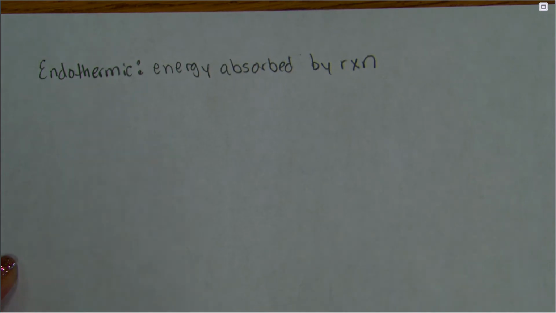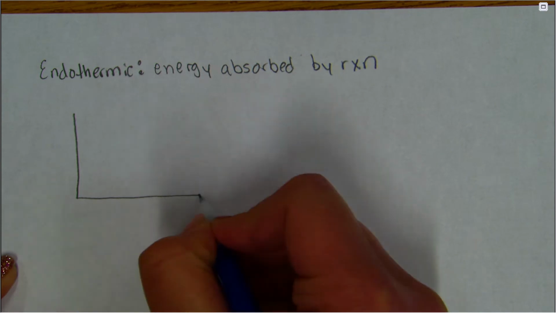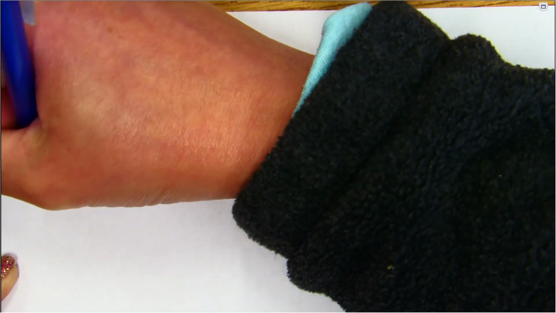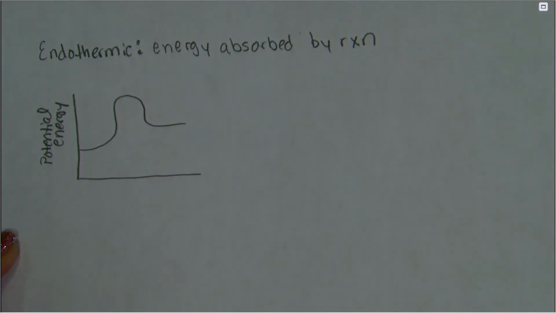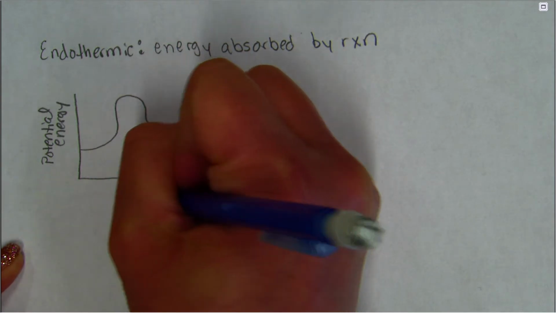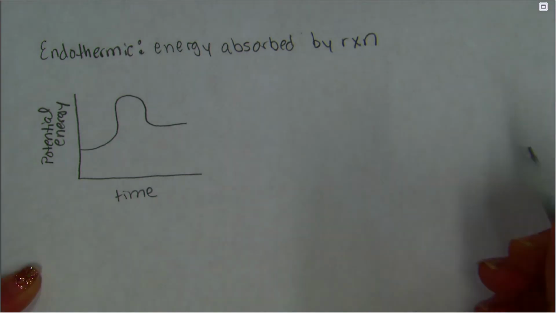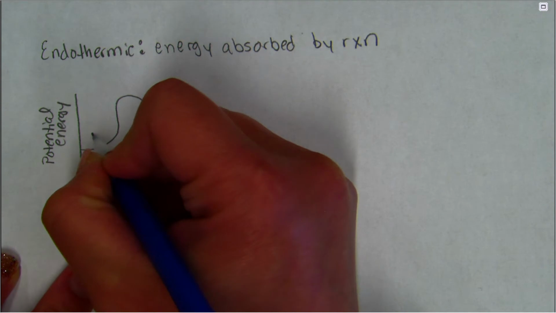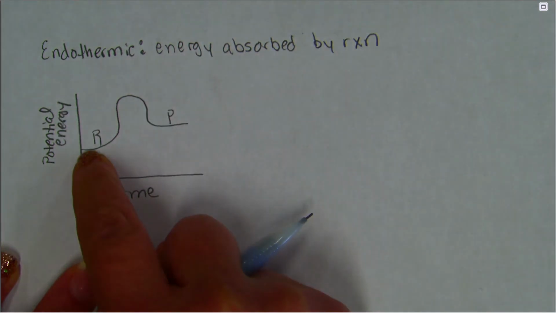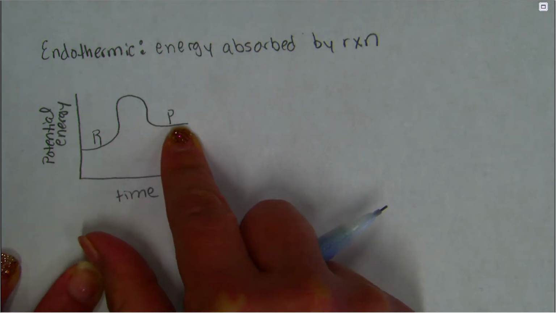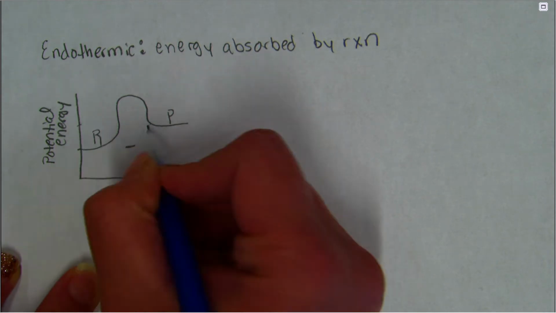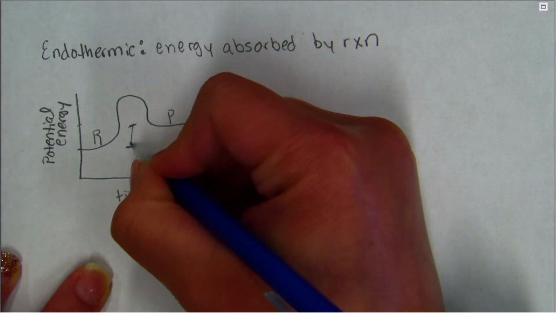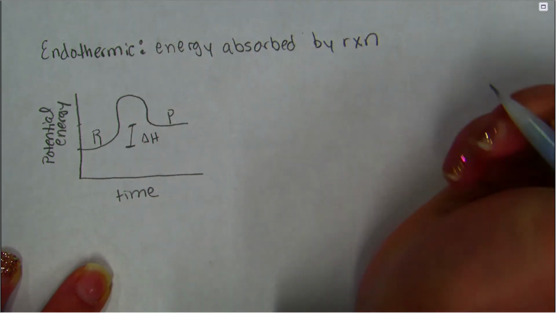So if we were to look at an endothermic reaction in terms of a graph, it's going to look something like this, where my potential energy is going to be on the y-axis, and my time is going to be down here on the x-axis. And now when we write a reaction, we know that reactants are on the left, products are on the right. So in terms of our graph, reactants are still on the left, products are still on the right, and the difference between the amount of energy the reactants start with and the amount of energy the products have at the end, that is our delta H, which we call enthalpy.